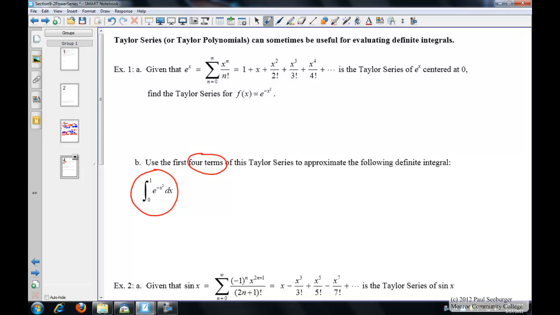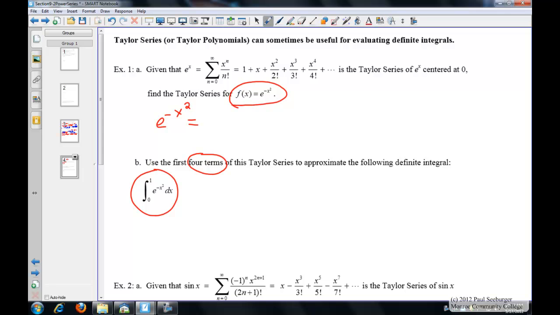So first of all, what we want to do is come up with the Taylor series for e to the negative x squared. Notice this is slightly different than what we did last page, where we did e to the x squared. So we're going to use these terms. We're going to find out what e to the negative x squared is. Excuse me, yes, e to the negative x squared.